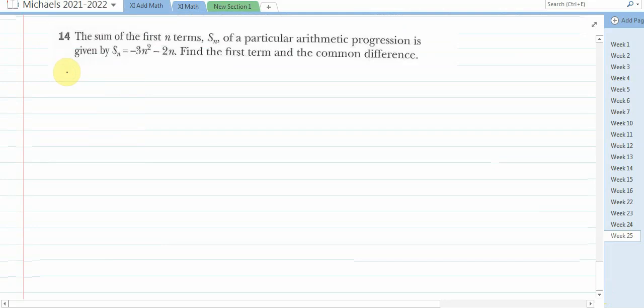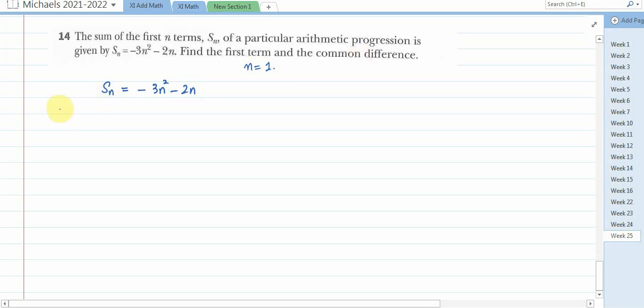It's question number 14. It says the sum of the first n terms Sn of a particular arithmetic progression is given by Sn is equal to minus 3n square minus 2n. Find the first term and the common difference. So the first term is basically when n is equal to 1, and you need to find the common difference as well.